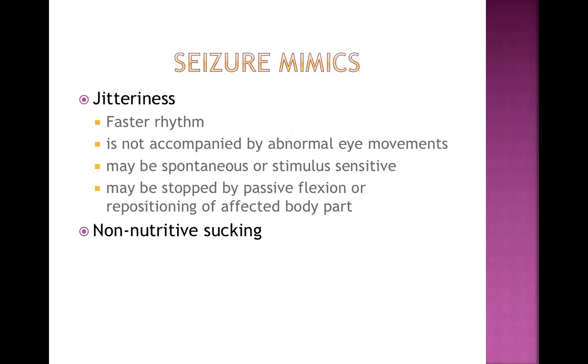Jitteriness is a faster type of rhythm or movement in the baby. For example, the baby may be hypoglycemic because of some other reason, and when I touch the baby during that state, the baby just shakes the body, a sudden shaking of the body. This phenomenon is known as jitteriness. It is not accompanied by any abnormal eye movement, and it is spontaneous or stimulus sensitive, as I just told you. It may be stopped by passive flexion or repositioning of the affected body part, whereas if it is a real or true seizure, it cannot be stopped by passive flexion or repositioning of the affected part. So this is a very important difference between jitteriness and seizure.